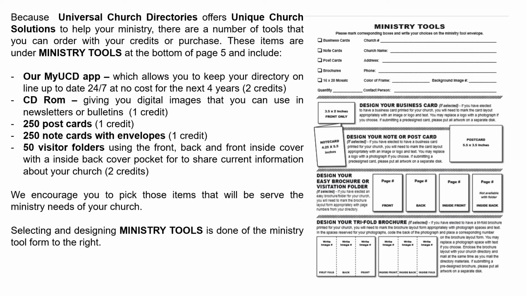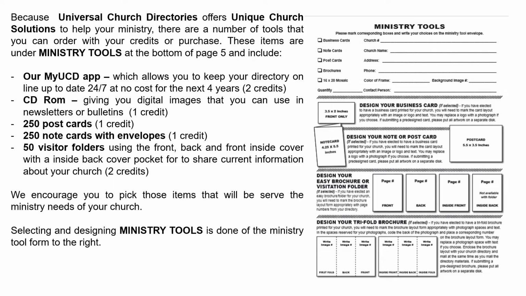Because Universal Church Directories offers unique church solutions to help your ministry, there are a number of tools that you can order with your credits or purchase. These items are under Ministry Tool at the bottom of page 5 and include My UCD app, which allows you to keep your directory online up to date 24/7 at no cost for the next 4 years. 2 credits. A CD-ROM, giving you digital images that you can use in a newsletter or bulletin. 1 credit. 250 postcards. 1 credit.